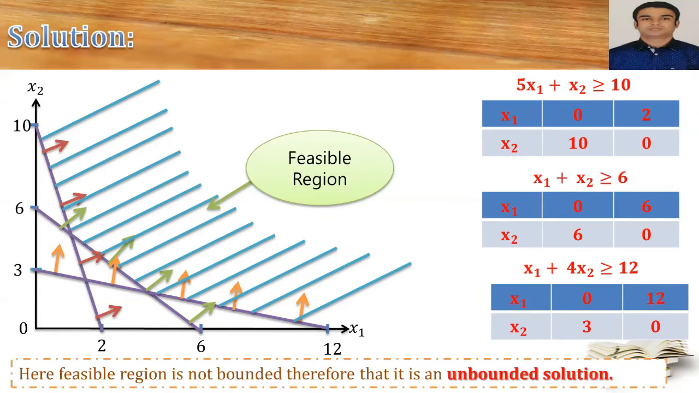Here, the feasible region is not bounded, therefore it is an unbounded solution. This is the simple answer. Here we write only one line: the feasible region is not bounded, therefore that is an unbounded solution.